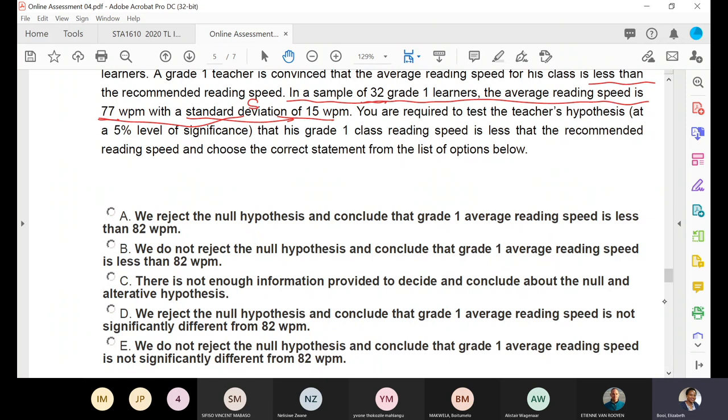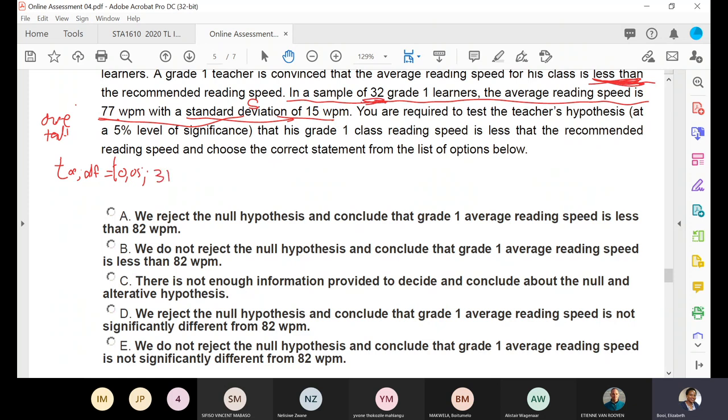Let's find the critical value first. Remember, less than is one-sided, so you're doing a one-tail test. If you want to take shortcuts and not do the whole hypothesis test, you need to be able to identify key things that are given in the question. So we're doing a one-tailed test, alpha and the degrees of freedom. They told you alpha is 0.05, and the sample size is 32.